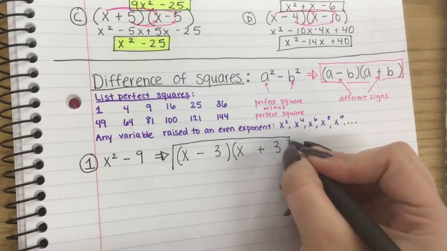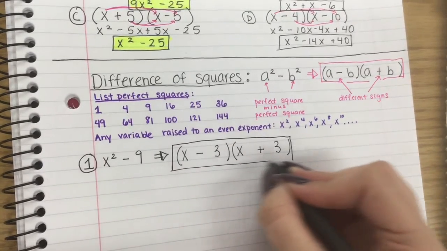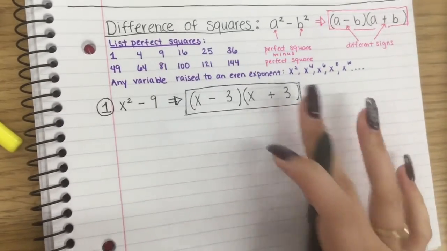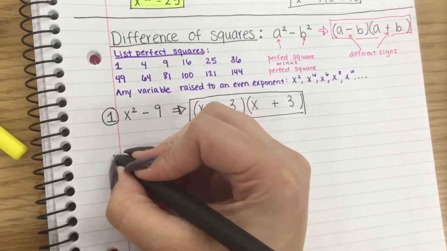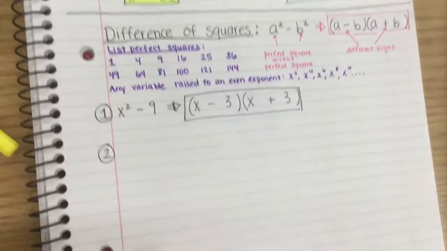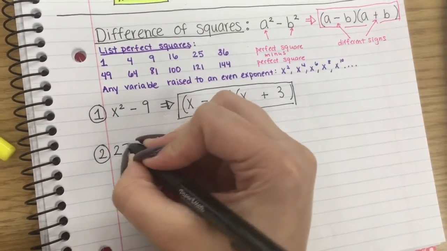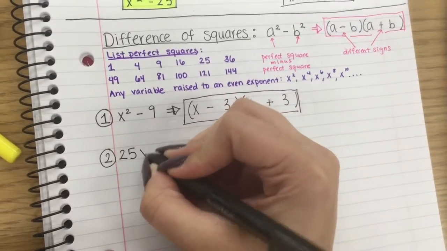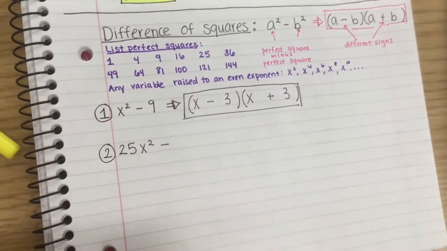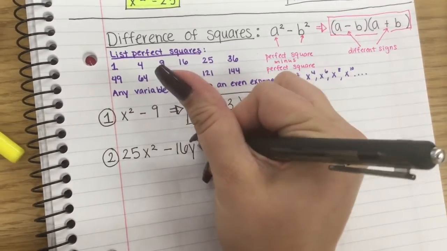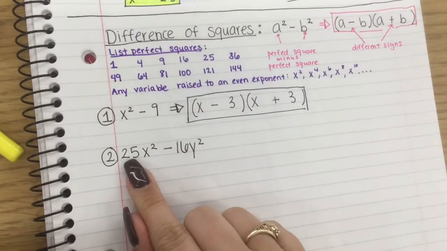If you were to multiply these back together, think about it. x times x is x squared, x times 3 is positive 3x, negative 3 times x is negative 3x. Those middle terms are going to cancel out. And because we have different signs, that negative 3 times positive 3 is going to give us that minus 9 that we started with.